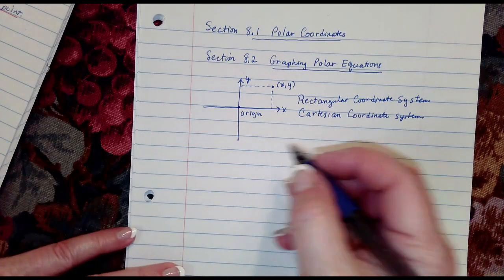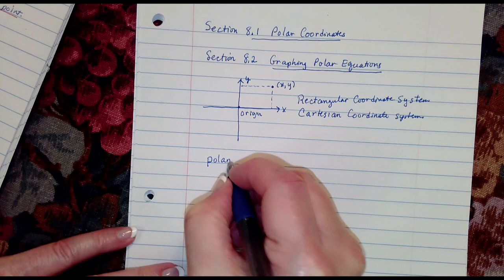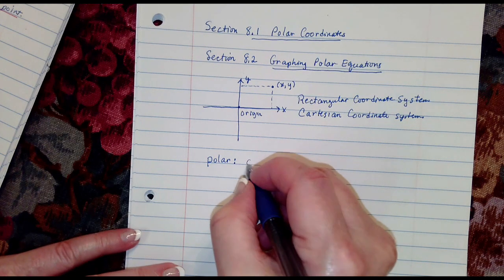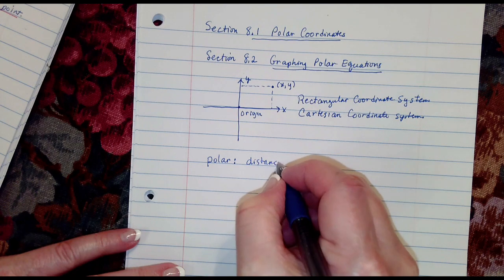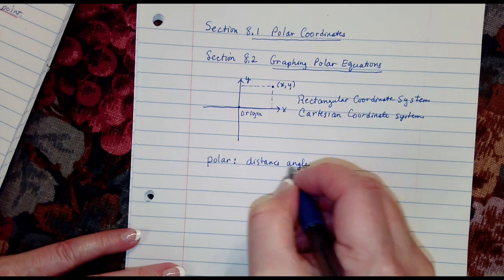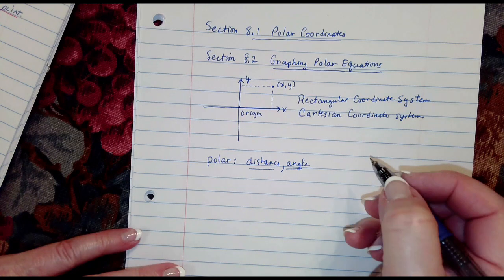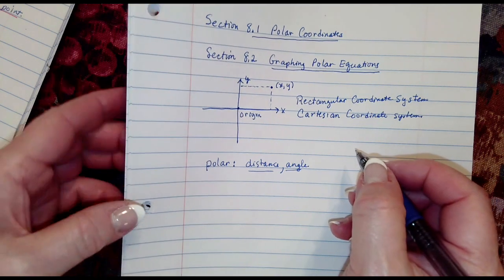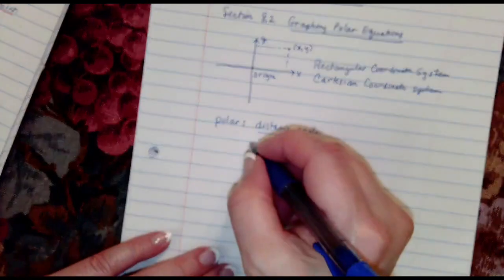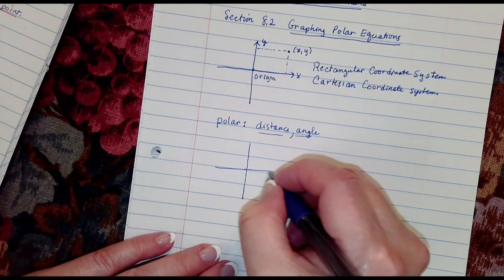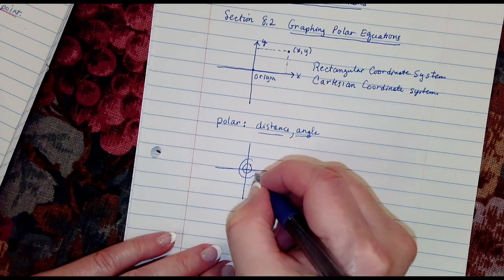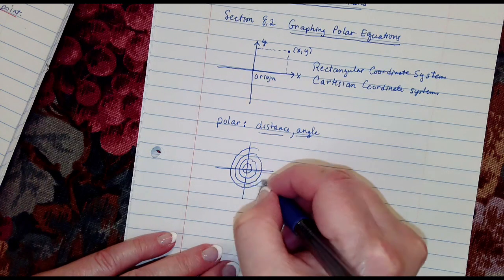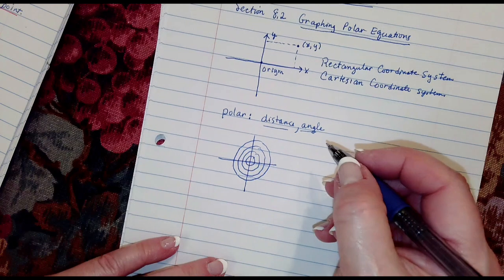So polar coordinates have something to do with a distance and an angle. We have a distance and we have an angle for polar. So the polar coordinates look something like this. We said it was going to be a circle. This one's kind of small, but we're just using it for a little while.